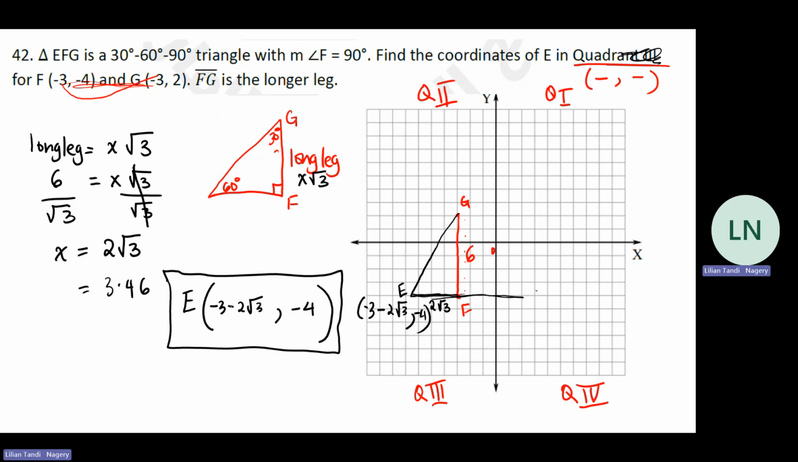So remember, why am I subtracting? Because I went to the left. I cannot go to the right because to the right will make my answer in quadrant 1. And the question told me my answer has to be in quadrant 3.